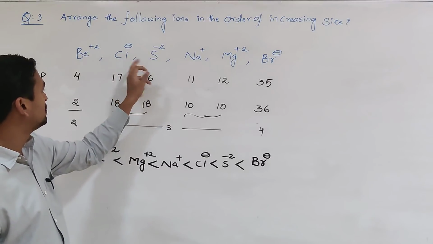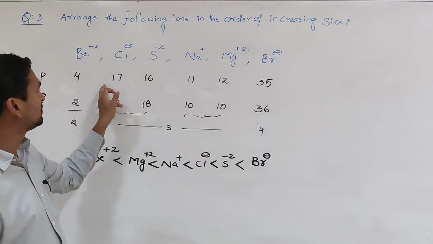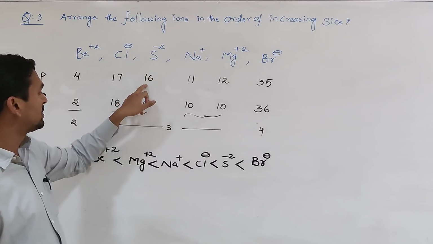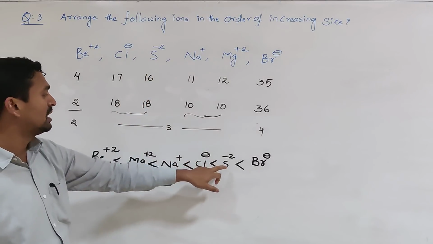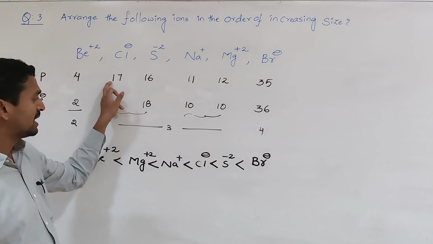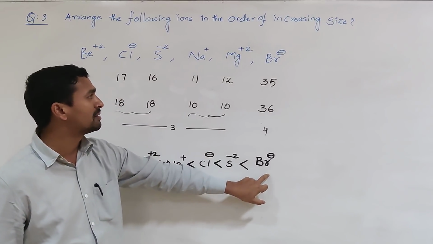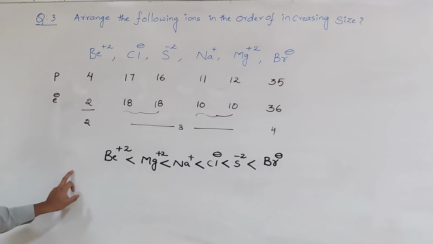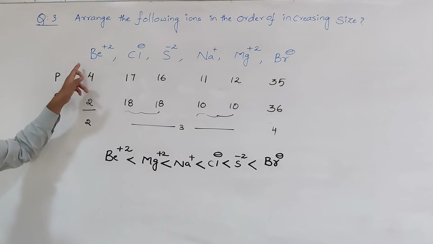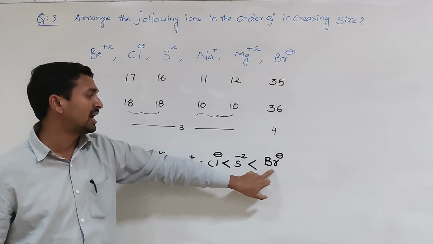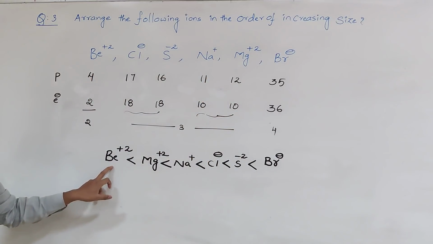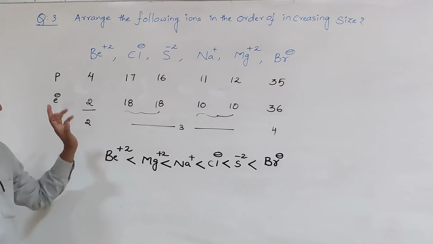Then among sulfur and chlorine, both are isoelectronic ions here. The sulfur has fewer protons, so it should be larger in size as compared to the chloride ion. That's Cl minus, then followed by S minus 2, finally Br minus. This is the ascending order of the size in the case of these ions. Bromide ion is larger in size, and beryllium plus 2 ion is smaller in size.